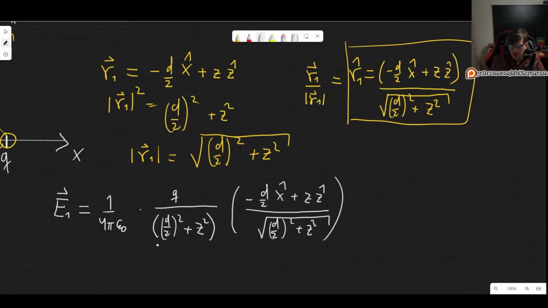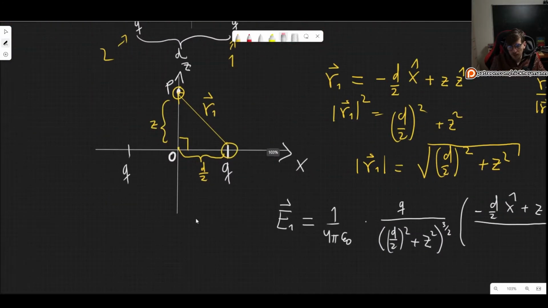Now notice that we have the same thing here and there, so we can, of course, multiply them. One of them is to the 1 power, and the other one is to the 1/2 power. So if we have a to the 1 times a to the 1/2, well, you add the exponents and you get a to the 3/2, right? In this case, a is d over 2 squared plus z squared, so we get this thing to the 3/2 power. Okay, so that is the contribution from our first charge.